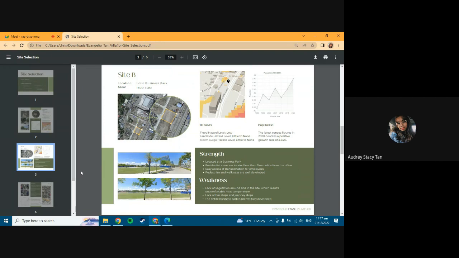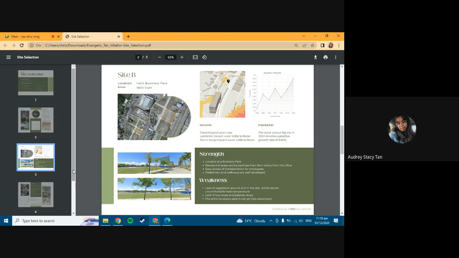Good morning, everyone. I'm Audrey, and I'll be presenting Site B. The second location is located in Iloilo Business Park with an area of 1,800 square meters. Below is a screenshot of perspective views of the land. Mostly the hazards in this area are low or little to none, while the population of this area has an increasing growth rate of 3.54%. And I'll just mention a few strengths and weaknesses.